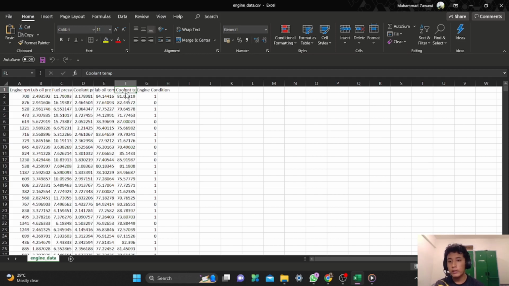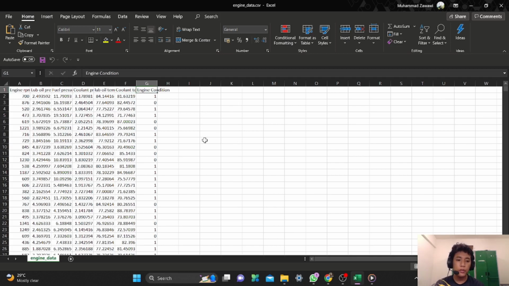Same as the lube oil temperature. If the temperature of the coolant is too low or too high, it may cause the engine condition to break down. If the coolant temperature is high, the engine can overheat and break down. And if it is too low, the engine will freeze up and cannot be used.